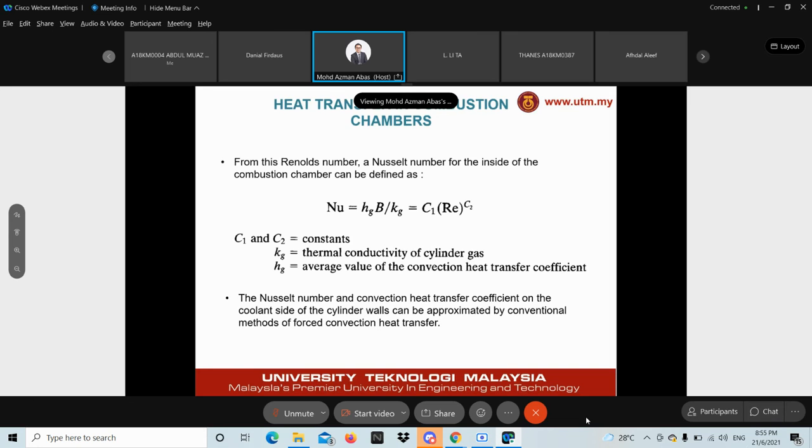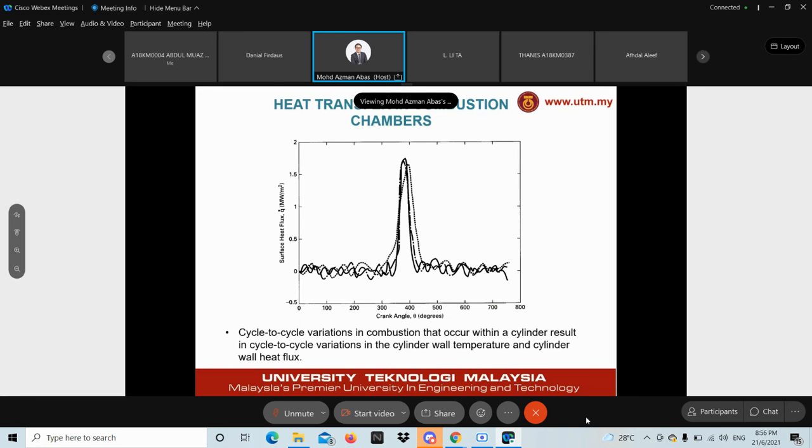So the Nusselt number and convection heat transfer coefficient on the coolant side of the cylinder wall can be approximated by conventional methods of forced convection heat transfer. You can see that this is basically a plot of the cycle to cycle variation in the combustion chamber that occurs within a cylinder, resulting in a cycle to cycle variation in cylinder wall temperature and cylinder wall heat flux.